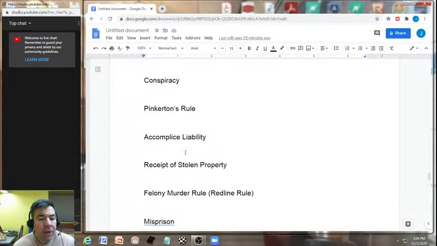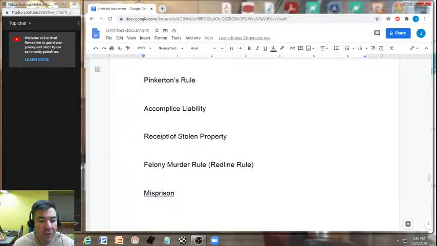Now, accomplice liability is the aiding and abetting of another in the commission of the crime with the intent that the crime be committed. Again, accomplice liability, by definition, is the aiding and abetting of another in the commission of the crime with the intent that the crime be committed. Four types of accomplice liability to look out for: principal in the first degree, principal in the second degree, accessory before the fact, and accessory after the fact.